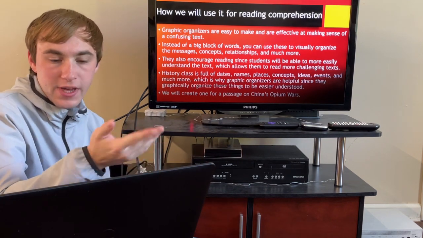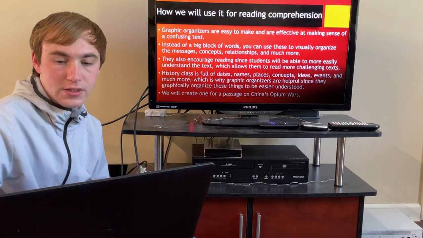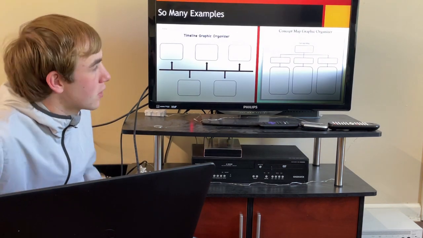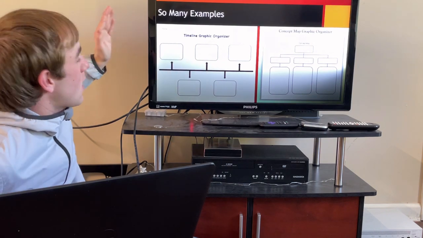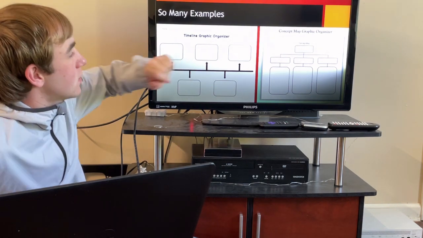And I'll show you some examples, and we'll create one for a passage on China's Opium Wars. So here's what I'm talking about. These are some graphic organizer examples. Obviously, I have the classic timeline. We'll get back to that.